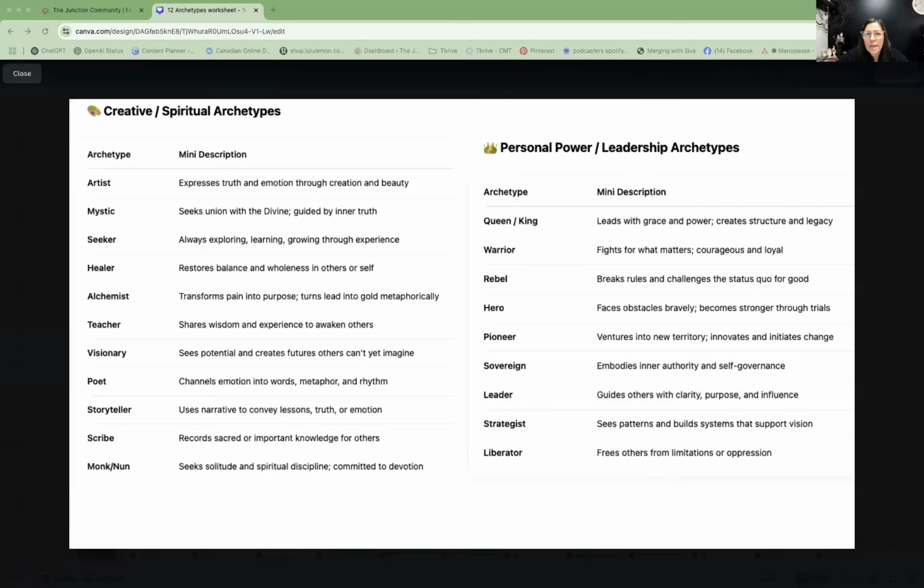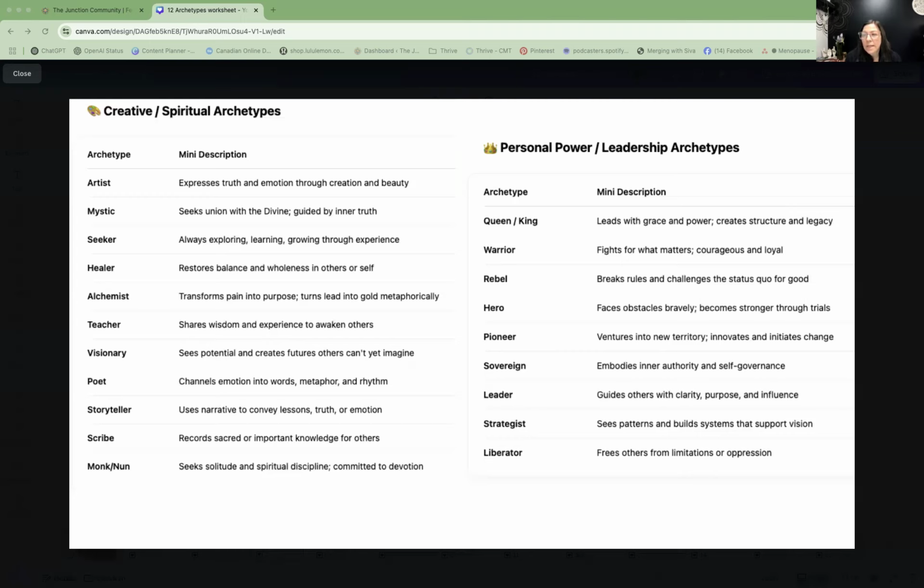I'm going to share my screen. The first section we're going to go to is the creative spiritual archetypes. So we've got an artist, who expresses truth and emotion through creation and beauty. Mystic, seeks union with the divine, guided by inner truth. Seeker, always exploring, learning, growing through experience. Healer, restores balance and wholeness in others or self. Alchemist, transforms pain into purpose, turns lead into gold, metaphorically. Teacher, shares wisdom and experience to awaken others.